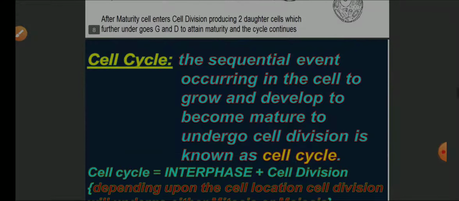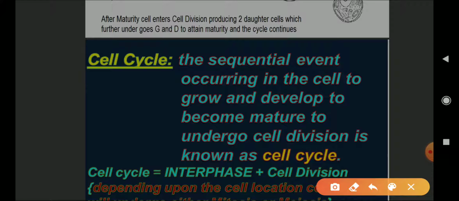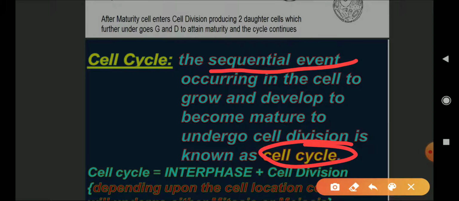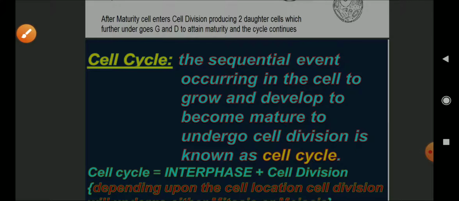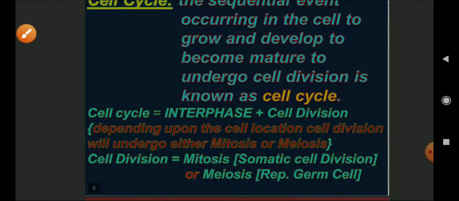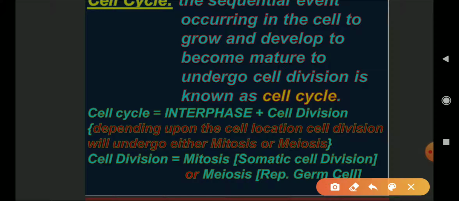So let us see the definition once again. You have to write the word sequential event. This is the most important. You need to write: sequential events occurring in the cell to grow and develop to become mature to undergo cell division is known as the cell cycle. So this is the definition of the cell cycle. Cell cycle means interphase plus cell division.